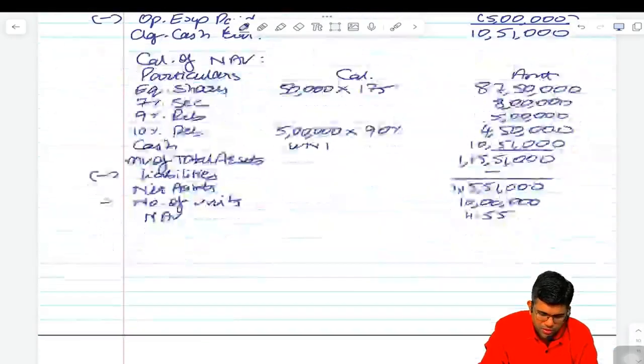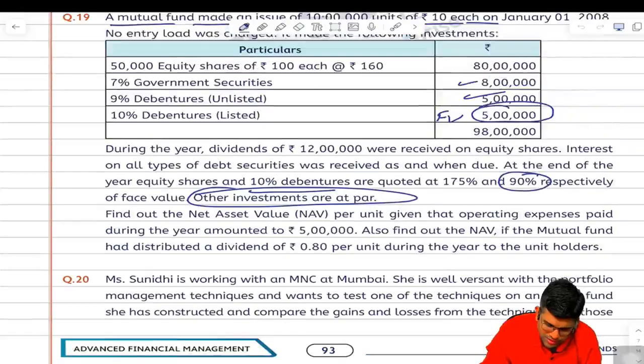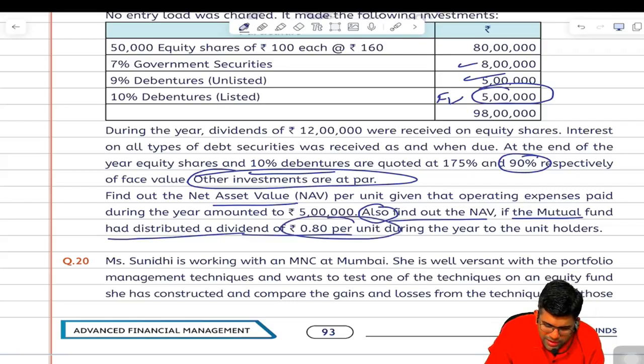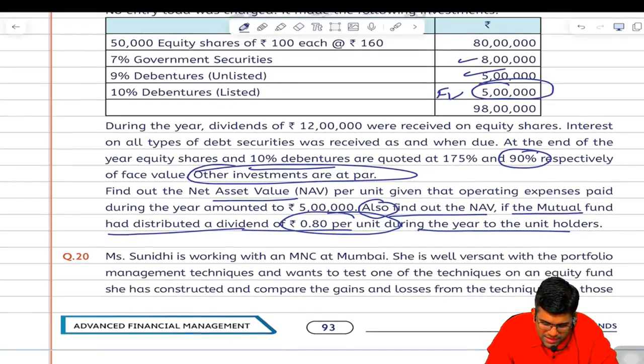100%? Okay. Now that you have understood this, they are also saying, Raghunandan, you understood the first NAV, and then they are saying also again find the NAV if the mutual fund distributed 0.8 rupees per unit during the year. Now students, if the mutual fund distributes dividend, we are not talking of dividends that the equity shares will give to the mutual fund. We are talking of the dividends that the mutual fund will give to its unit holders. Everyone clear? So here they are saying that we are going to be distributing 0.8 per unit.